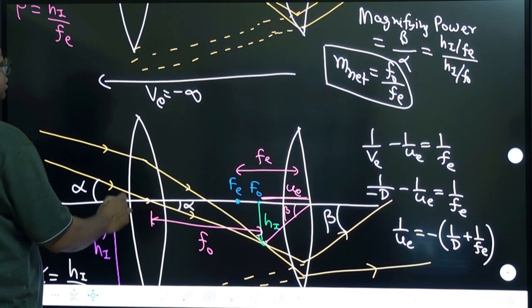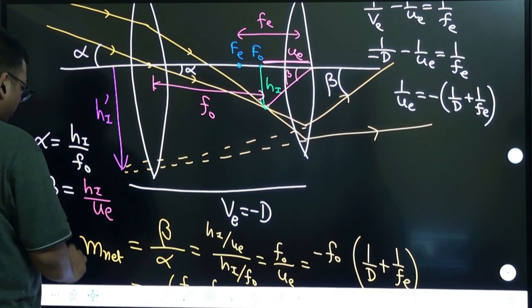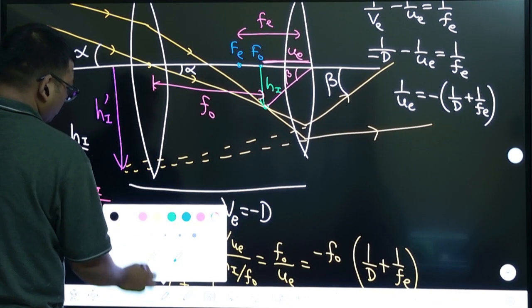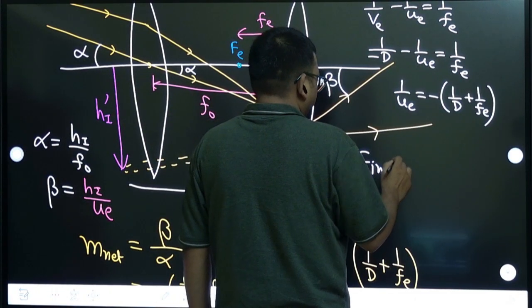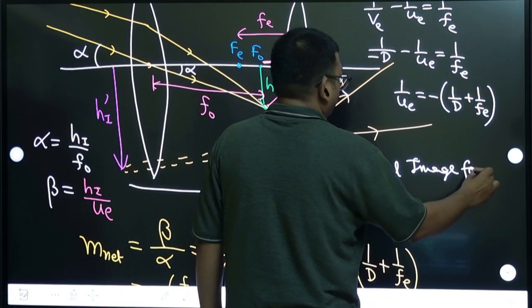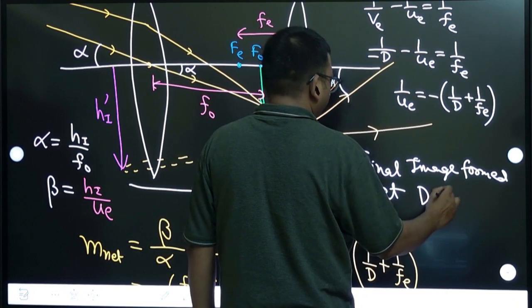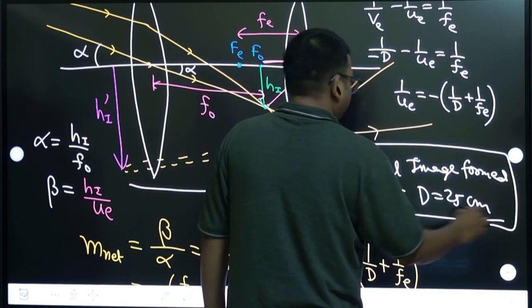I think I have not written the case. Let me write this case. This case is when final image is formed at least distance. Final image formed at D equal to 25 centimeters. That is the case 2.